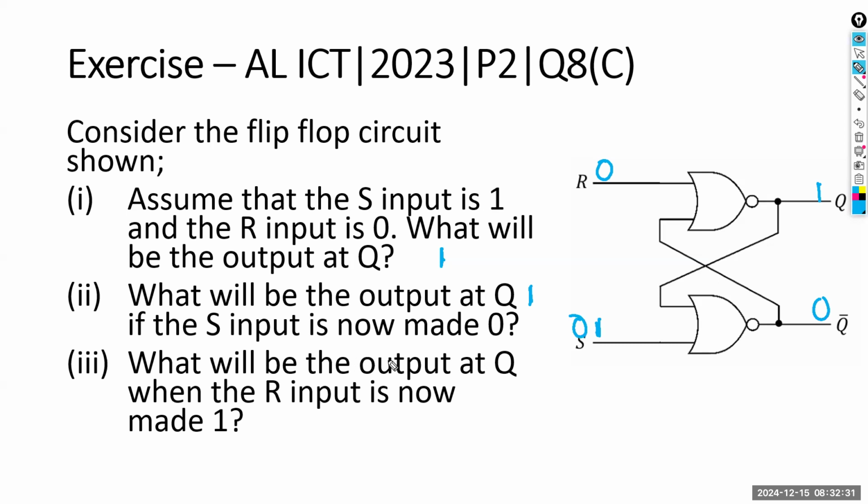Third one, what will be the output at Q when the R input is now made 1? By the time both are 0, now make this 1. That means S is 0, R is 1 scenario. That is the reset scenario. So when you do that, this will become 0, this will become 1. So therefore now Q is 0. So answers are 1, 1 and 0. Yes, correct answers are 1, 1 and 0.